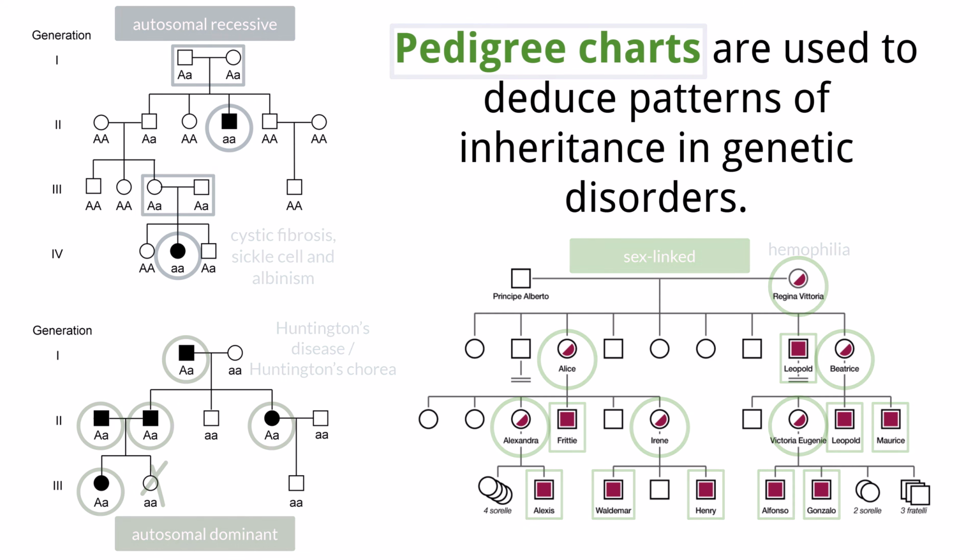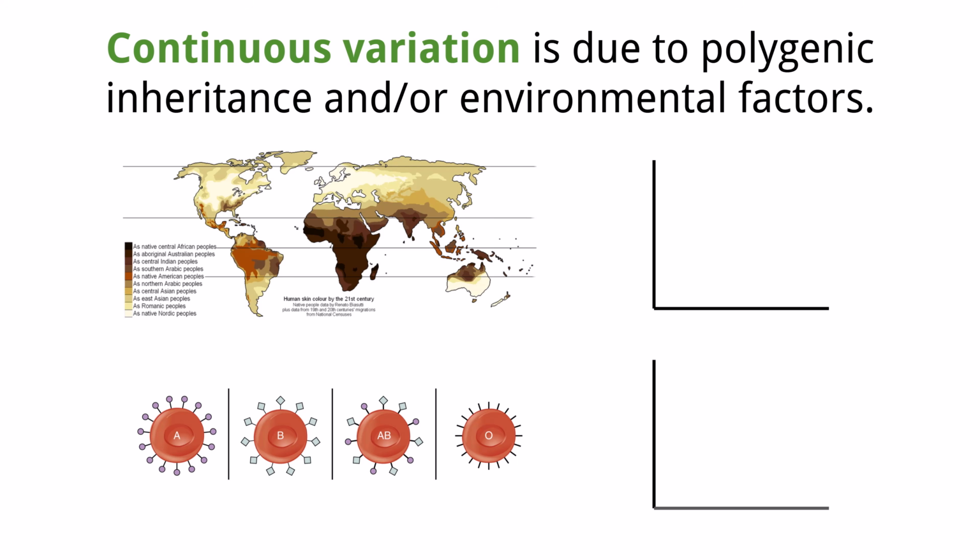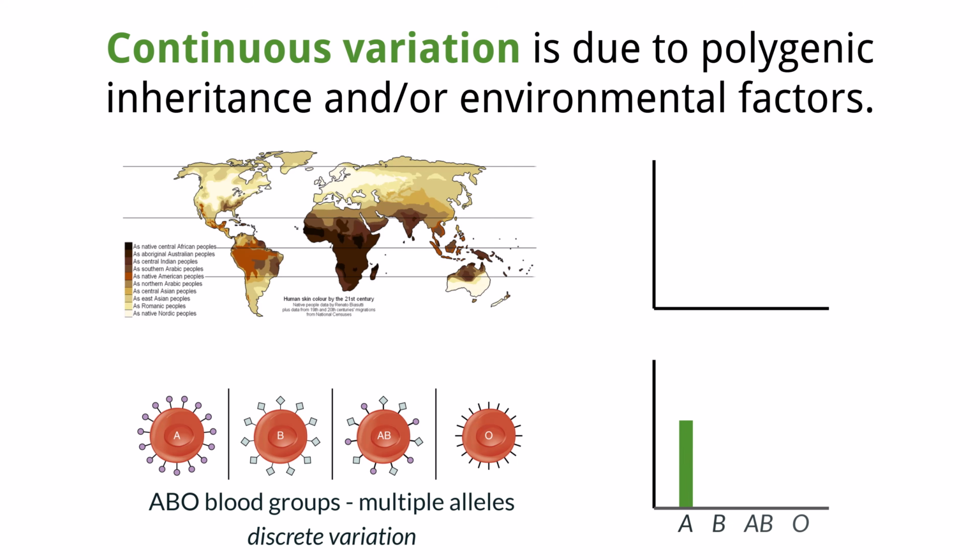Earlier, we talked about multiple alleles, where there is one gene for a trait, but there are more than 2 alleles. One such trait is the ABO blood system. While there is one gene, there are 3 different alleles resulting in 4 different phenotypes. This is called discrete variation, which we see with dominant and recessive alleles. For example, you either have PKU or you do not, just as you can only have blood type A, B, O, or AB.